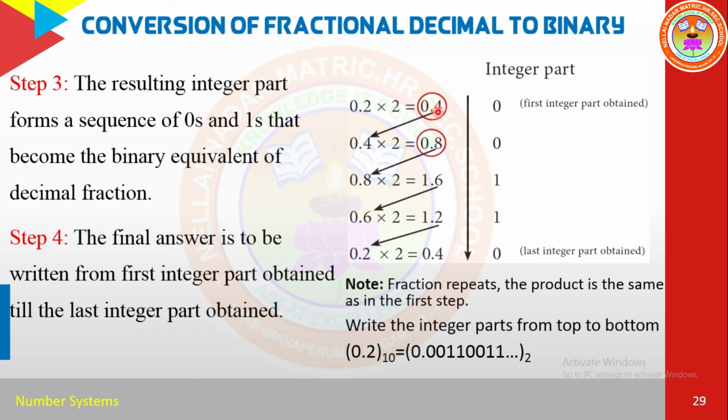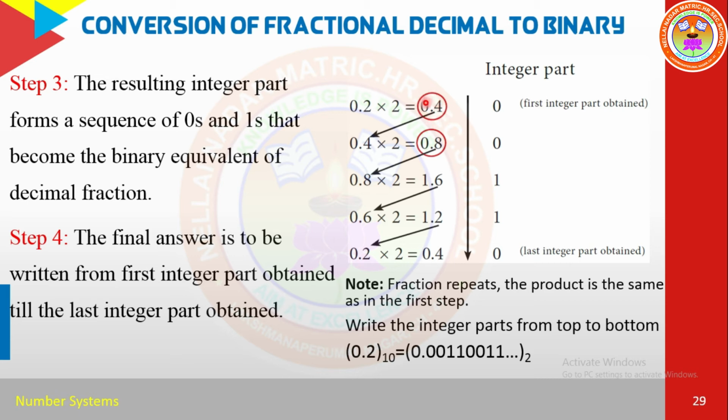After the point, this 4 is a fractional part. You just note it down, take the pen or pencil and note it down. Once you get the multiplication value, before the dot is the integer part and after the dot is the fractional part. So students, just note it here.